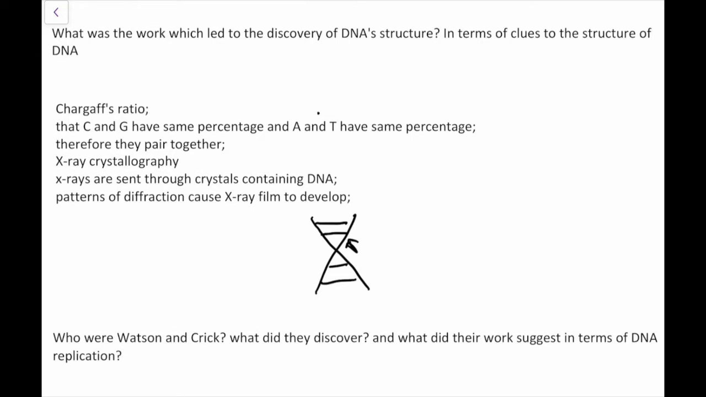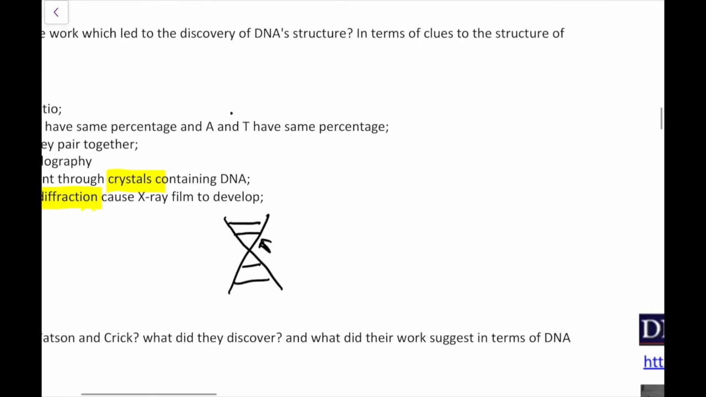So, yeah, that's just a quick summary then. Chargaff's ratio, C and G having the same, A and T having the same. X-ray crystallography, by sending X-rays through. DNA doesn't actually crystallize very well. It doesn't really form crystals, but it was good enough that they could get the shape of it, because it doesn't form regular repeating crystals, but it was using the same technique. And so this was also diffraction, because as they go through, they kind of spread out. So the diffraction caused the X-ray film to develop.